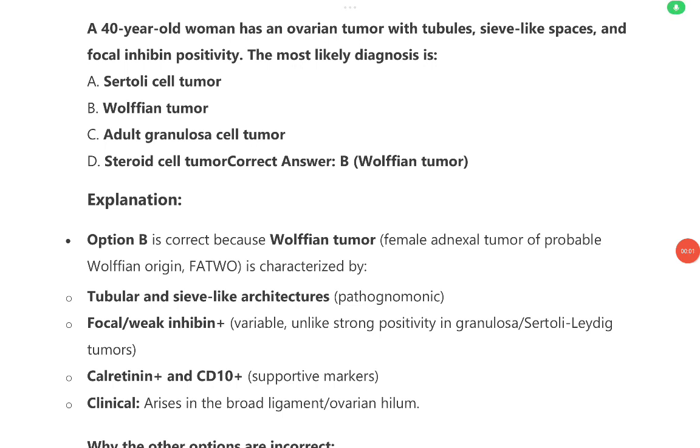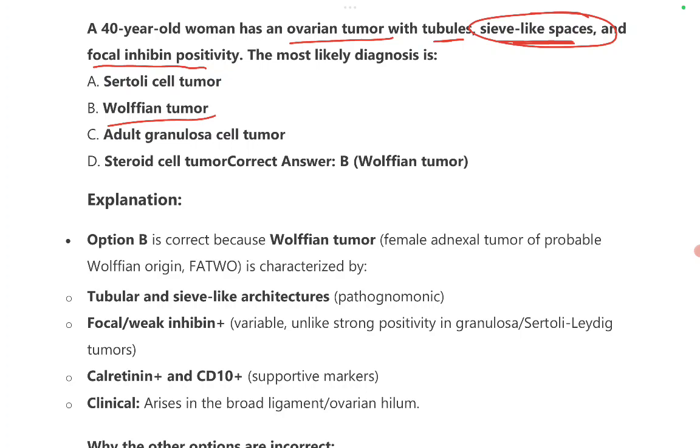Okay, let's continue with our series. So we have a 40-year-old woman who has an ovarian tumor with tubules, sieve-like spaces, and focal inhibin positivity. Most likely diagnosis is. So in this case, we have sieve-like spaces. So these are typical for Wolffian tumors.